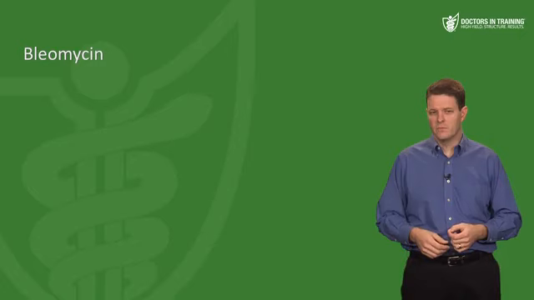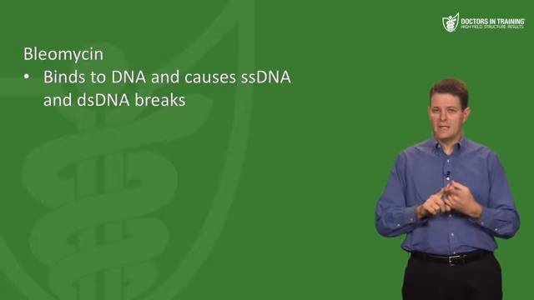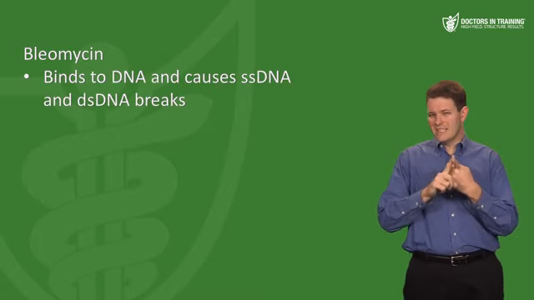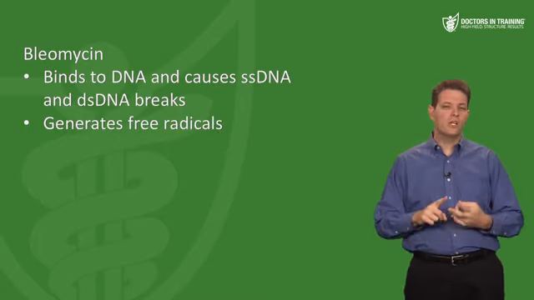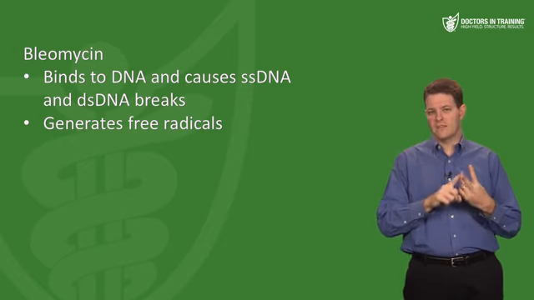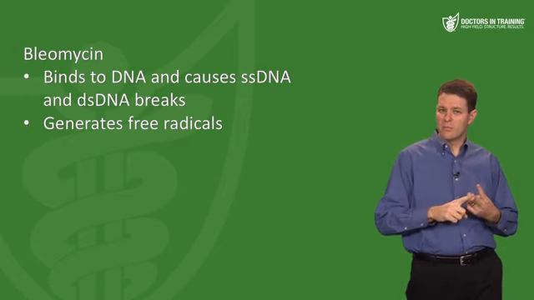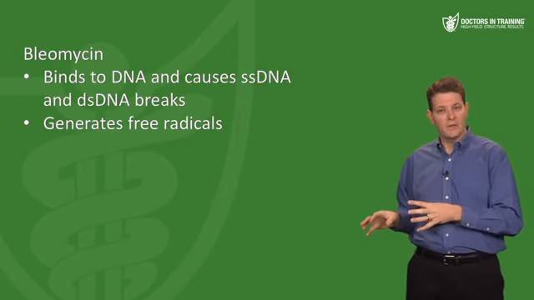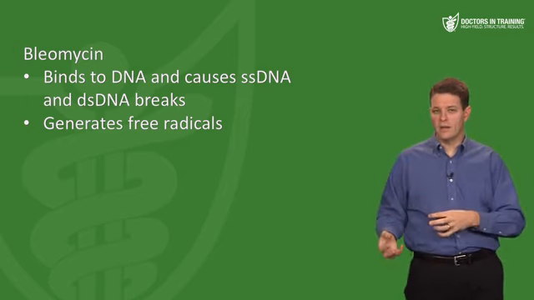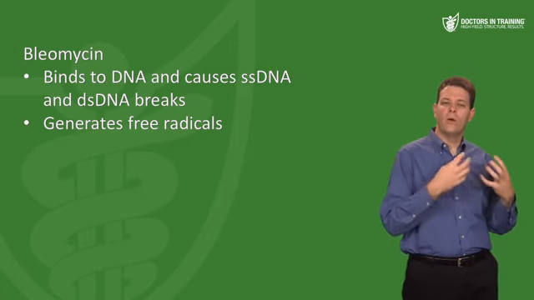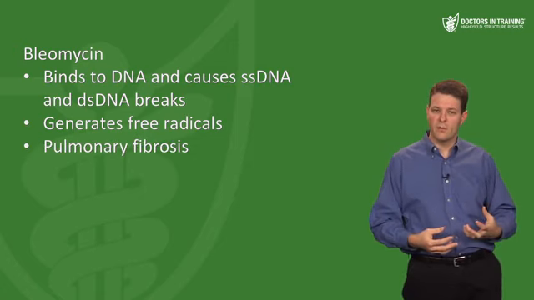There's one more drug I want to cover in this video, which is bleomycin. Now, bleomycin seems to have two mechanisms of action. It can bind to DNA and cause single and double-stranded DNA breaks, and it also generates free radicals, kind of like the anthracyclines did. And it may be that the free radicals are what causes the DNA to break. But unlike the anthracyclines, instead of causing cardiotoxicity, bleomycin causes pulmonary toxicity, like pulmonary fibrosis.